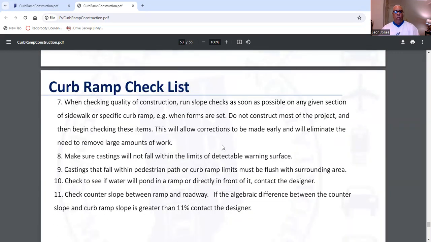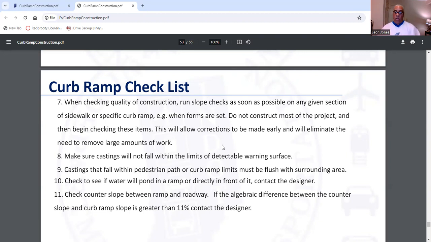And also, when checking quality of construction, run slope checks as soon as possible on any given section of sidewalk or specific curb ramp, for example, when forms are set. So do not construct most of the project and then begin checking these items. This will allow corrections to be made early and will eliminate the need to remove large amounts of work.